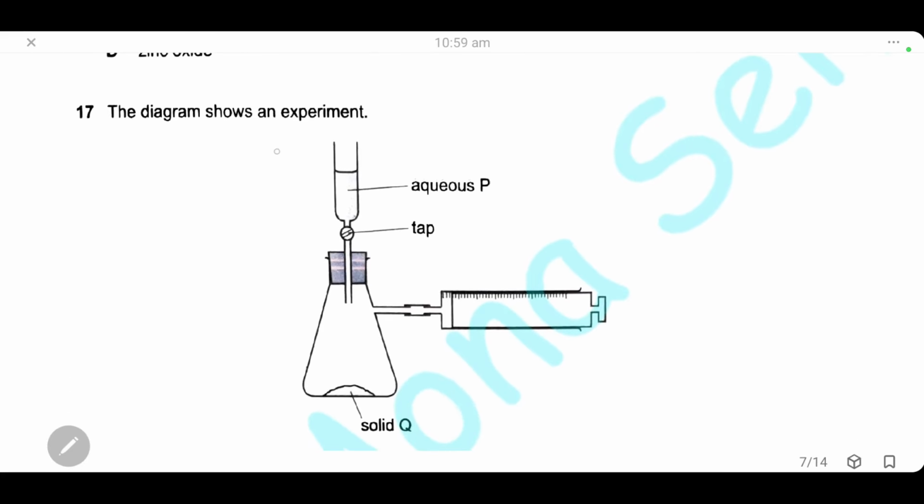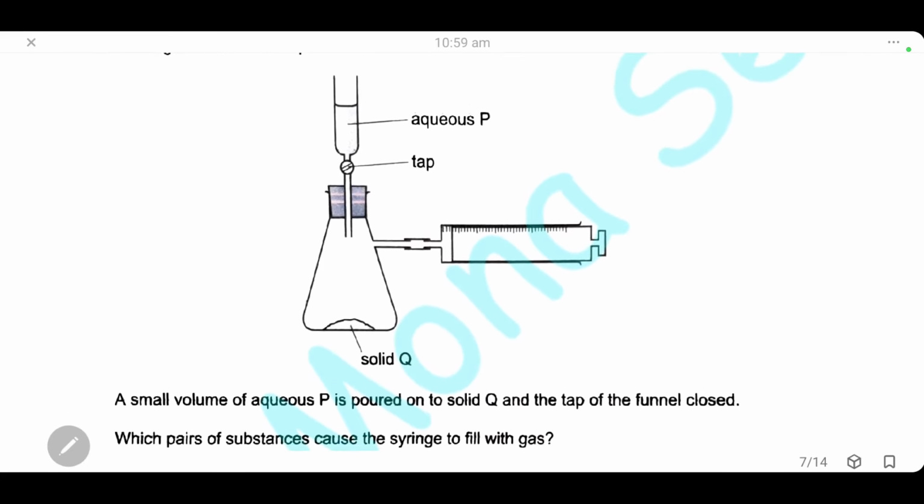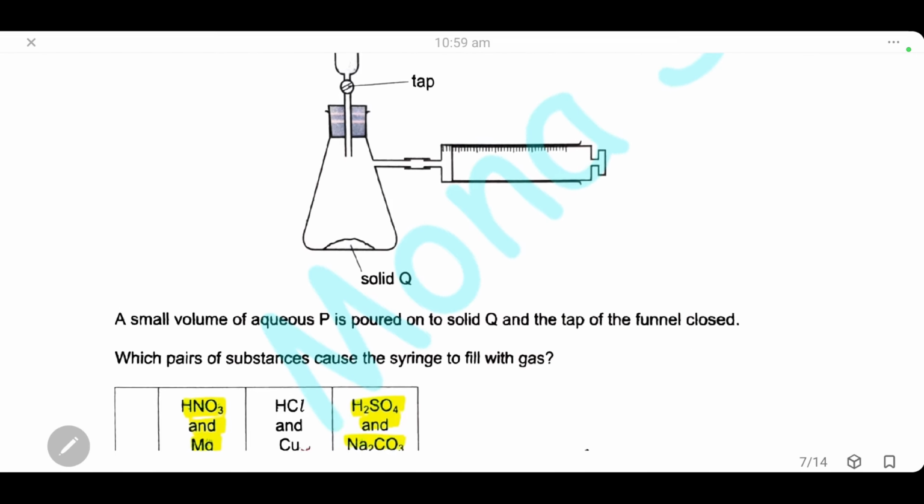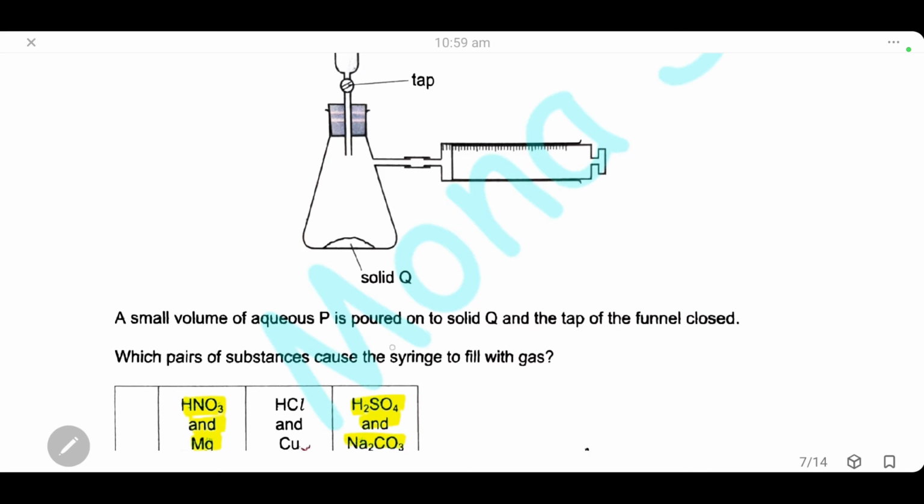17. The diagram shows an experiment. Here we have solid Q, and we are adding aqueous P from the burette, and a gas collected here in the gas syringe. A small volume of aqueous P is poured into the solid Q, so we are adding P from the burette into the solid Q, and the tap of the funnel is closed. Which pairs of substances cause the syringe to be filled with gas?